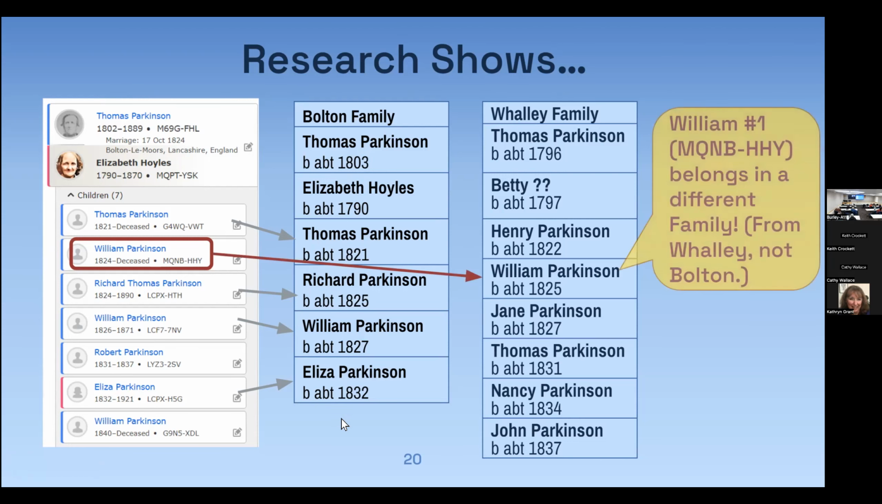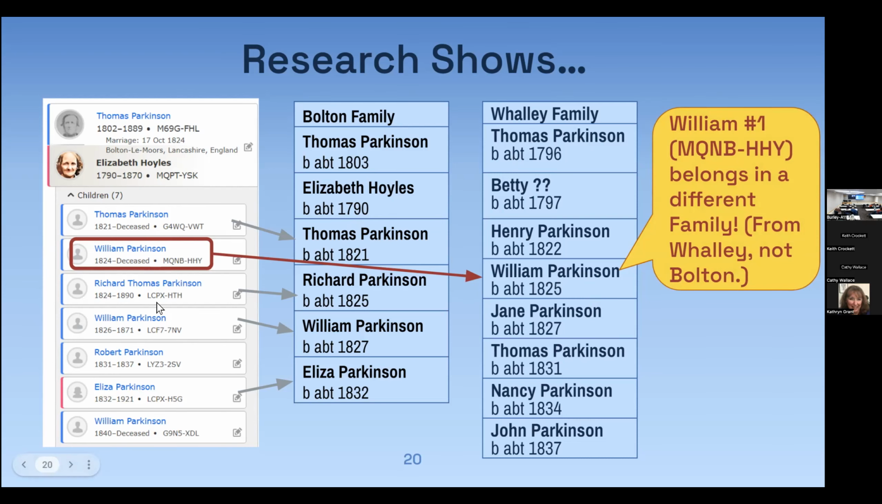But this guy very clearly belonged in a different family. You can't see the birthplaces here, but he was born and christened in a different place, actually had different parents and different siblings. So have you ever seen those cooking shows where they mix up cupcakes and throw them in the oven and then they take them out like 1 second later? That's kind of what we're doing here. We're fast forwarding through the research, and we now know that this William does not belong in this family.